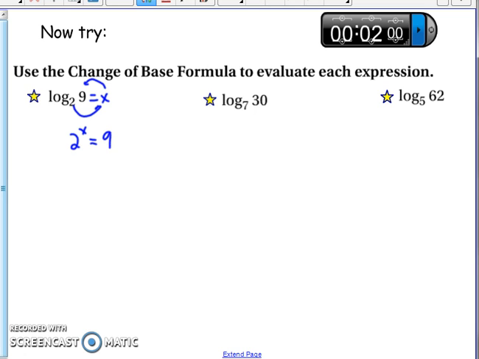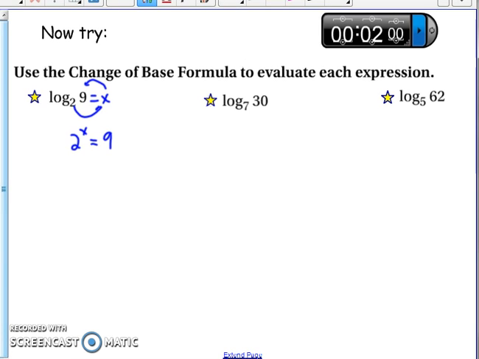We can't make the bases the same. The only thing I can do with 9 is make it 3 squared, but now my bases aren't the same, since 2 is not the same as 3. So this is actually not a good way to solve it. We're going to use the change of base formula: log of 9 divided by log of 2. Then we put that in the calculator, and it gives us 3.17.